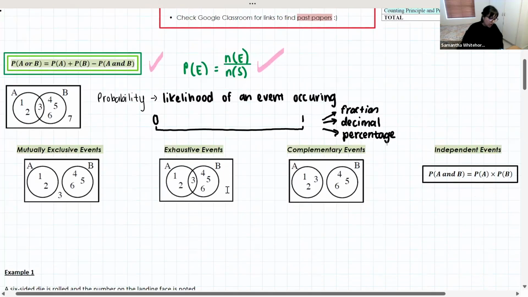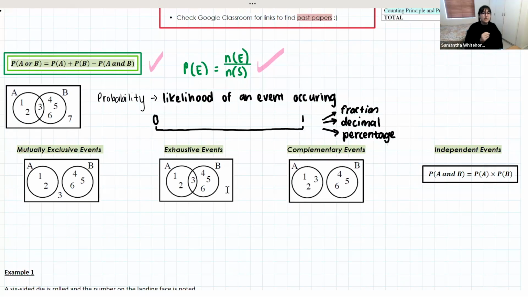Okay, so we have got a bunch of different types of events that we need to be comfortable working with, and each of these events have a characteristic that defines them and that is going to help us answer questions when we're talking about mutually exclusive events or independent events or complementary events or whatever.